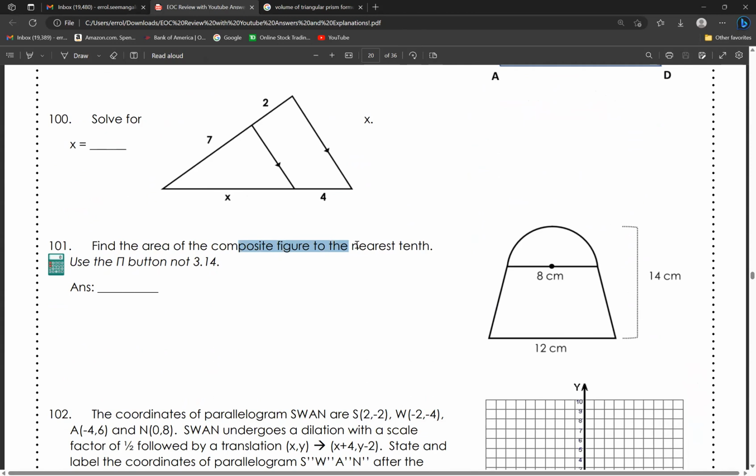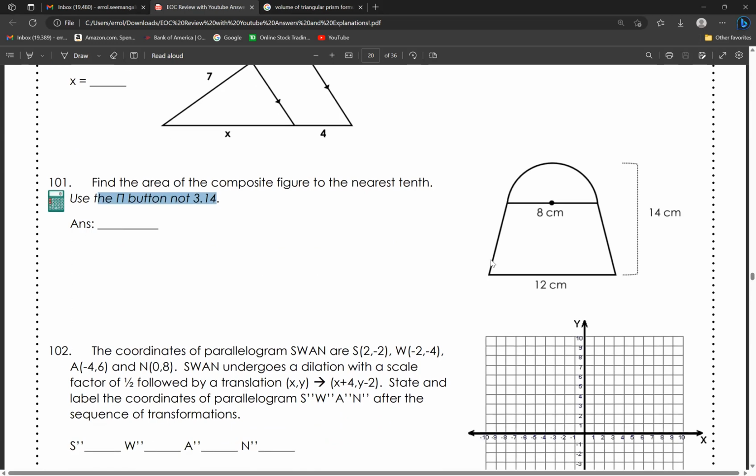101, find the area of the composite figure to the nearest 10th. Use pi, but not 3.14. Okay, so for this one, find the area. You'd break it into 2 parts again. Part 1, find the area of that. Part 2, find the area of that, and then add them together. So actually, you'd break it into 4 pieces. So 1, 2, 3, and then 4, and then add them all together.